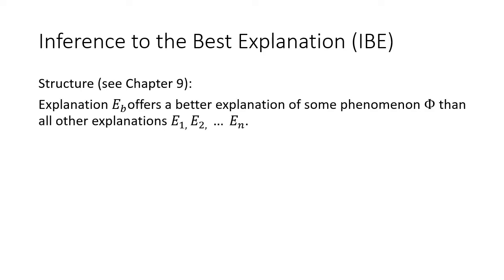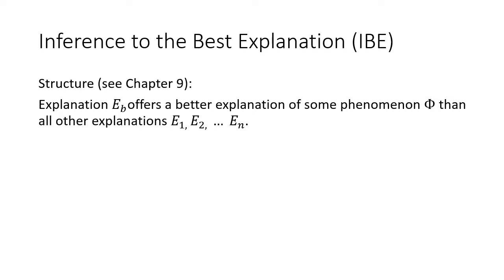Okay, the final inference that you're going to be reading about is inference to the best explanation. This is actually discussed in chapter 9, so maybe you won't be reading about it, but I'll help you along here. So, inference to the best explanation has a pretty straightforward structure. Essentially, it deals with explanations for some phenomenon. So, you have some phenomenon and various competing explanations for that phenomenon.